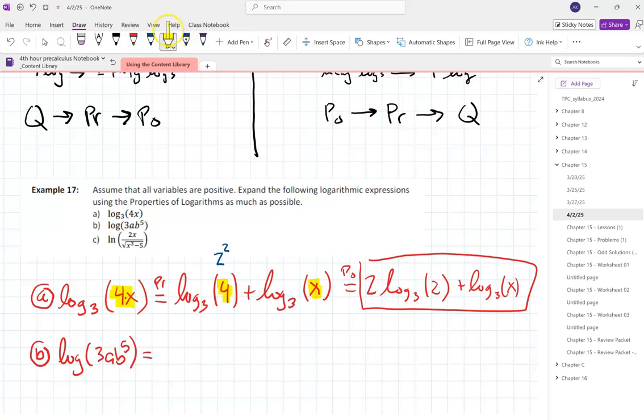Okay. So again, I'm going to start by looking inside the logarithm for the quotient property. Is there any division? Nope. Okay. Is there any multiplication? How many multiplications are going on? There are 2, right? There's a multiplication between the 3 and the A, and a multiplication between the A and the B. So there's 2 product properties going on. So any place where there's a multiplication, I'm just going to get a plus sign.